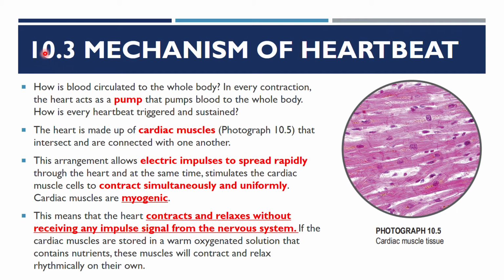Alright, 10.3 is on the mechanism of heartbeat. So you can see this picture shows the cardiac muscle tissues. It is the muscles that make up the heart, and you can see they intersect and connect with one another, and this arrangement is what enables the electrical impulse to spread very fast throughout the heart, at the same time stimulating the cardiac muscles to contract together and uniformly.